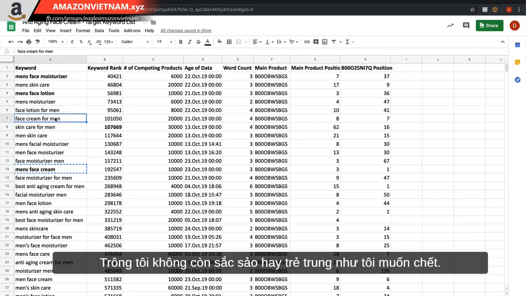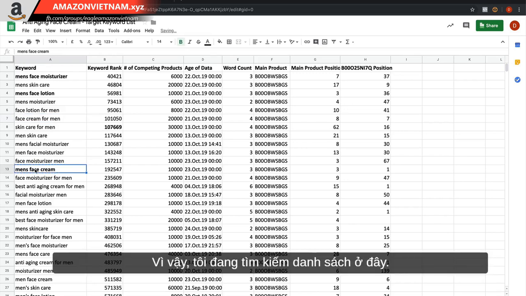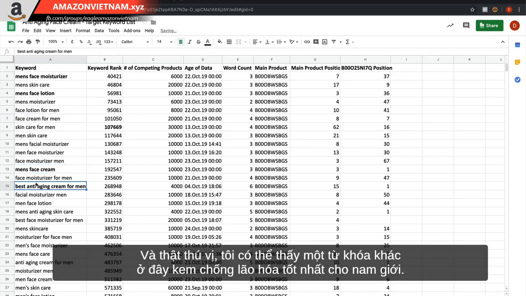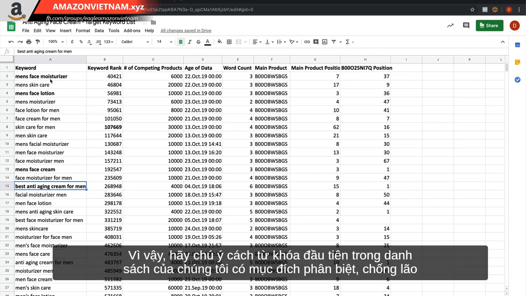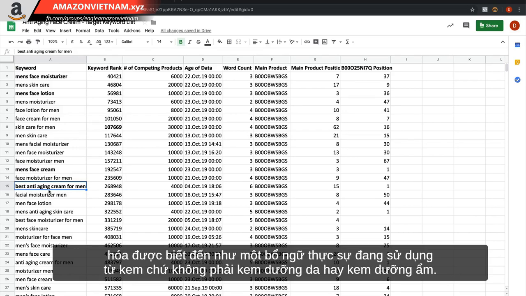I don't look as sharp or as young as I once did. So I'm looking down the list here, and interestingly, I can see another keyword here, best anti-aging cream for men. Notice how the first keyword in our list that has the differentiator, the intent in it, which is anti-aging, known as a modifier, is actually using the word cream, not lotion or moisturizer.